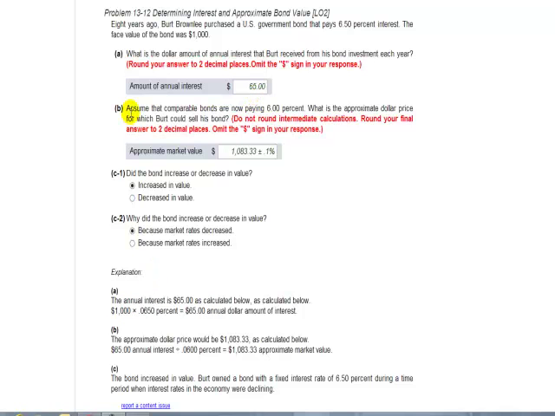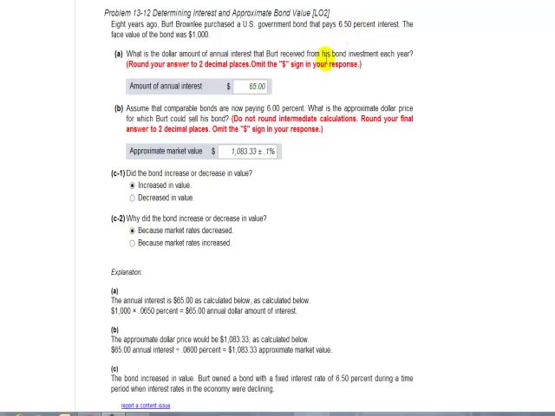Part B. Assume that comparable bonds are now paying 6%. What is the approximate dollar price for which Bert could sell his bond? Well, he bought his bond when rates were at 6.5%. And his interest is always going to be based on the face value of the bond times the interest rate that's on the bond, which is 6.5%.